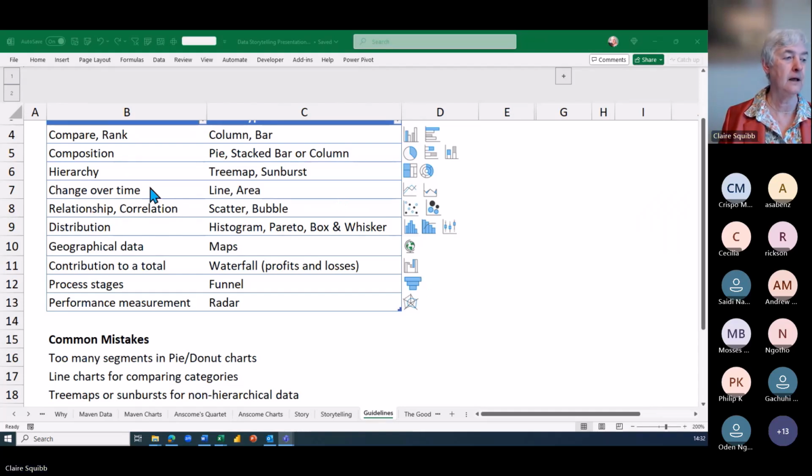The flow of time is a continuous thing. So we can use line charts and area charts for those, but don't use them for comparing categories.